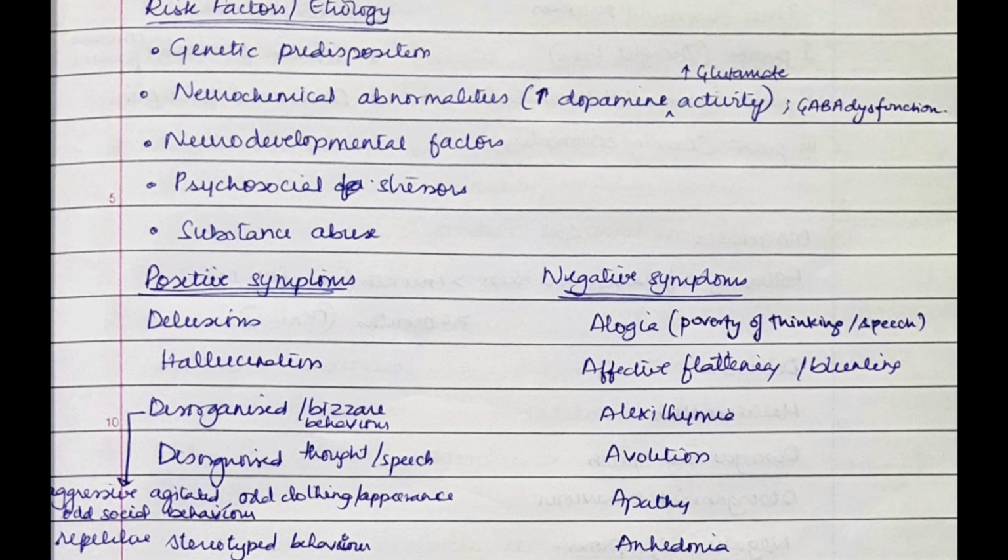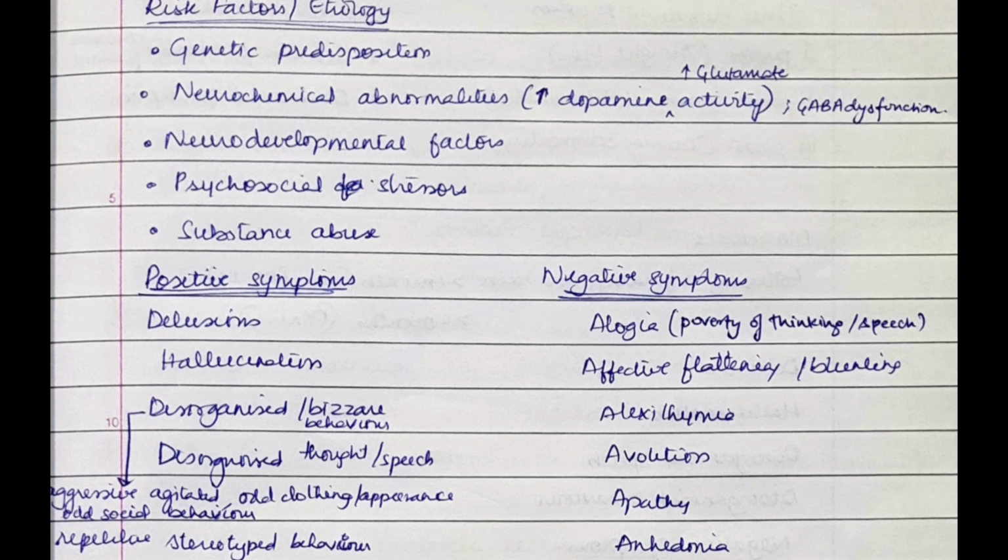Coming to risk factors for etiology of schizophrenia, we have genetic predisposition, we have neurochemical abnormalities, means increased dopamine and increased glutamate. These are neuroexcitatory, so these are increased, whereas there is GABA dysfunction. Now we have neurodevelopmental factors that can also be a risk factor, psychosocial stressors, and substance abuse. So these are the risk factors for schizophrenia.